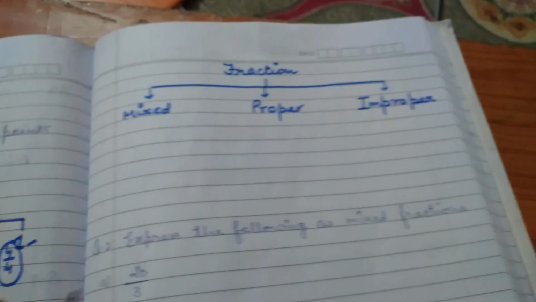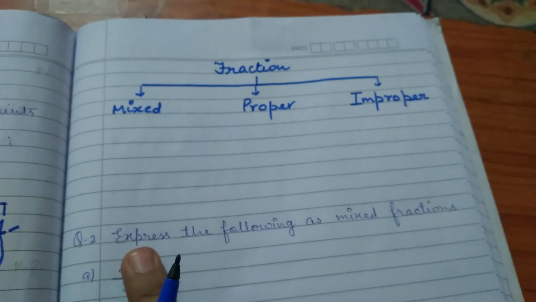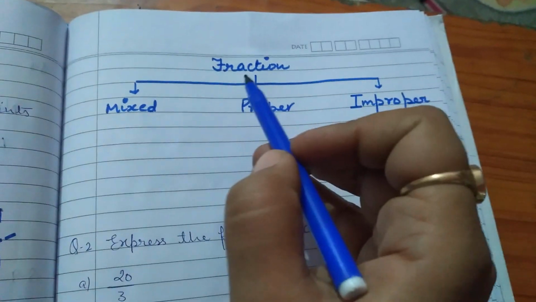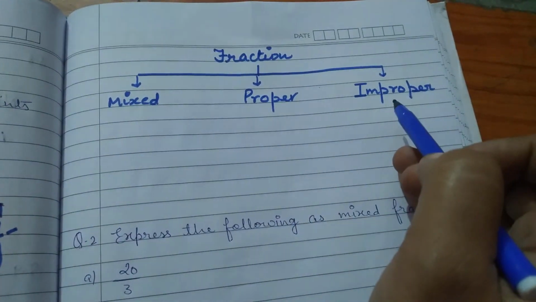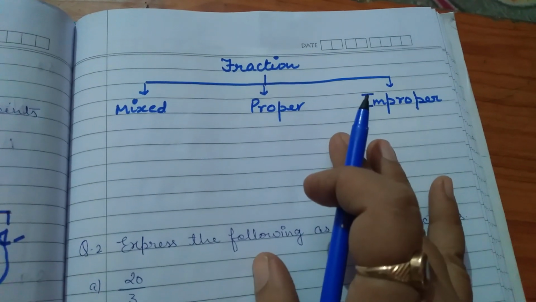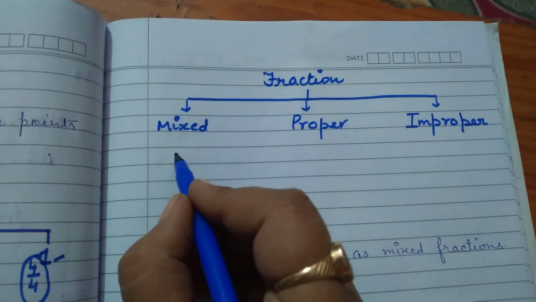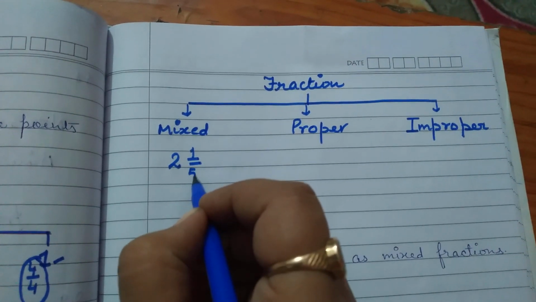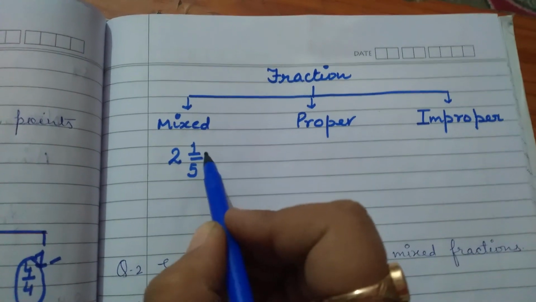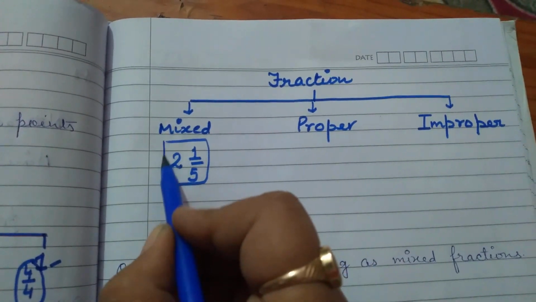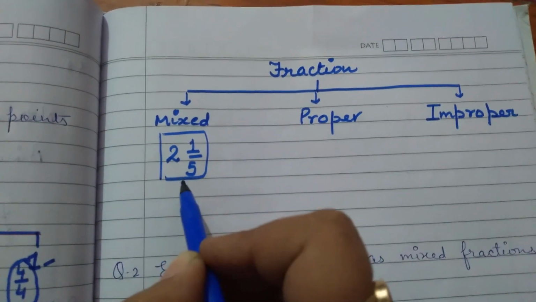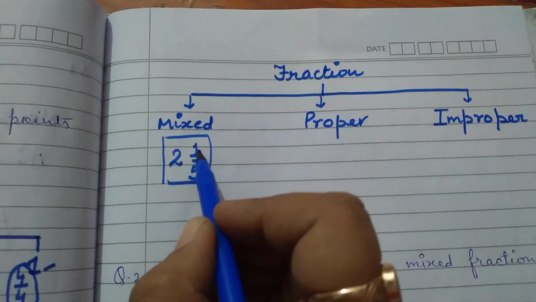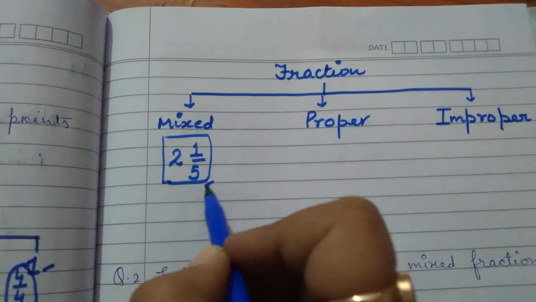Coming to the next one. Before going to question number 2, I am just going to tell you something about fractions. Fractions are of mixed, proper and improper types. What are the qualities of these kinds of fractions? Listen, if a fraction is in the form of a whole, like 2 whole 1 by 5, anywhere you find these kinds of fractions, they are called mixed fractions because a whole is there.